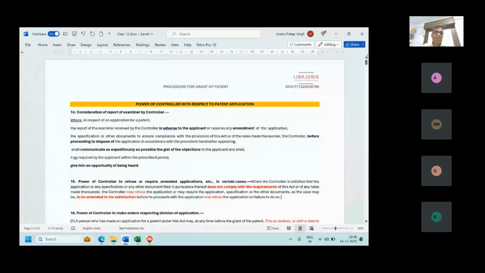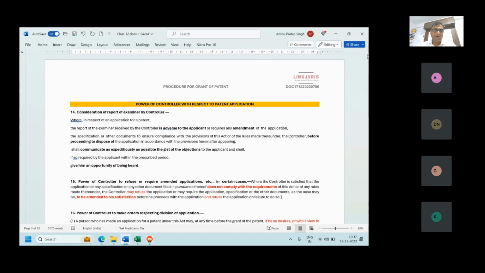See now the procedure for grant of patent we were discussing. We have discussed how the novelty is being assessed, what are the exceptions to the novelty, anticipation and other things. Now we are talking about how the power of controller with respect to patent application works.